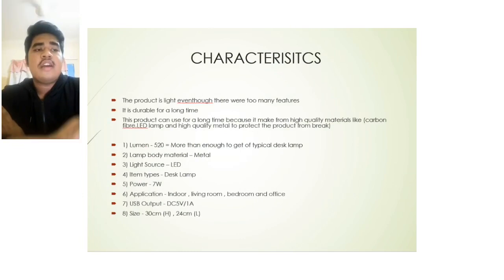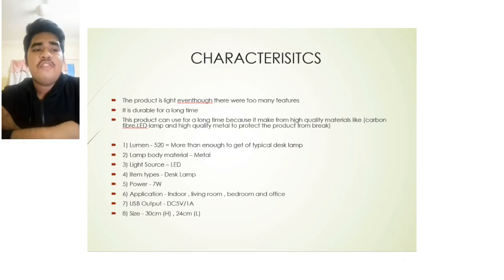Next, I will talk about the characteristics of our group product. The product is light, even though it has many features. Why can I say that? Because our product contains a speaker and USB charger. Maybe you think it has too many components, but actually it's light because it's made of fiber, not like the other products.